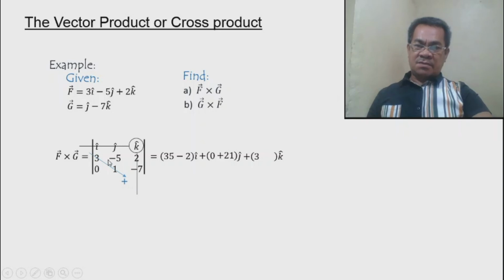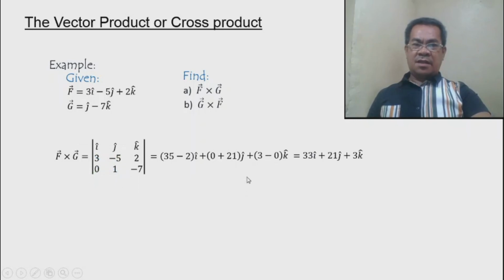So, therefore, this must be 0. So, it should be 0. So, remember 0, you cannot subtract. Just put the sign because this is 0. So, simplify. The answer is 33 I hat plus 21 J plus 3.